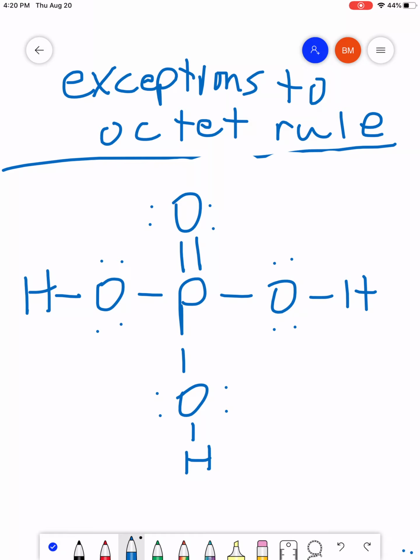Another place where you might commonly find phosphorus is in biological applications. Stuff like ATP, adenosine triphosphate. It's actually an organic molecule. And you can see an example of phosphorus expanding an octet in that structure.